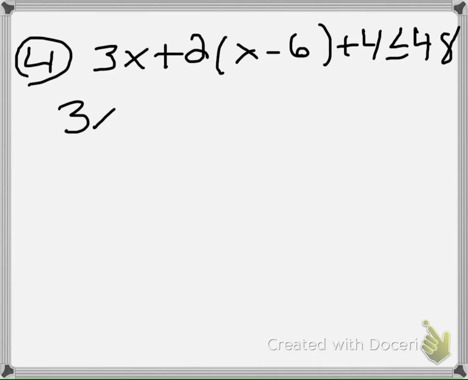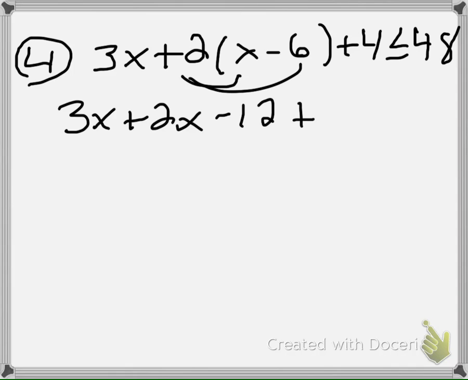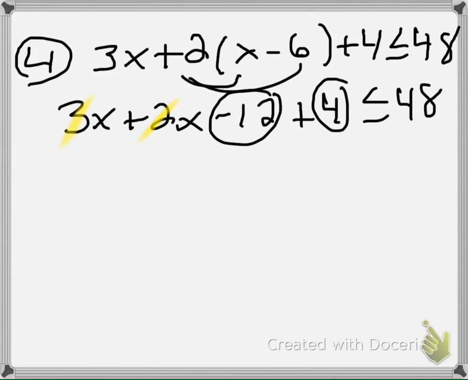Okay, I'm going to bring down my 3x here before I distribute. So here we go. 2 times x is 2x. And 2 times negative 6 is negative 12. I still have a plus 4 up there. And I still have less than or equal to 48. Okay, I have 2 sets of like terms. I have these two. And then I have this and this. I'll start with these two here. 3x and 2x happens to be 5x. And now I can do these two. Negative 12 and positive 4 is negative 8. And still less than or equal to 48.